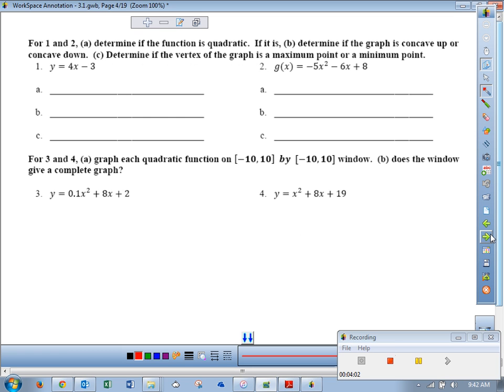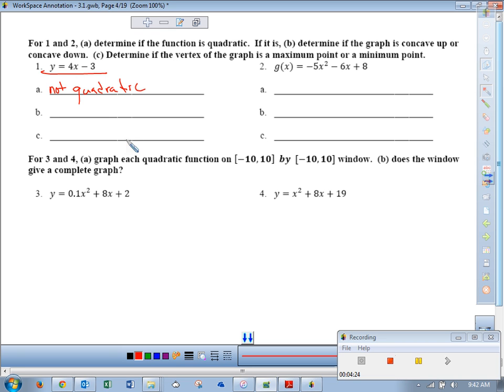So let's dive into some problems. First thing they want to know here is, is the function quadratic? Well, you know it's quadratic if the biggest exponent you see in there is a 2. Here's this guy. Is that a quadratic function? Yes or no? So that's not quadratic. That's a linear guy, right? Isn't that 4x to the first minus 3? That's linear. And then since it's not quadratic, we don't have to do part B or part C.